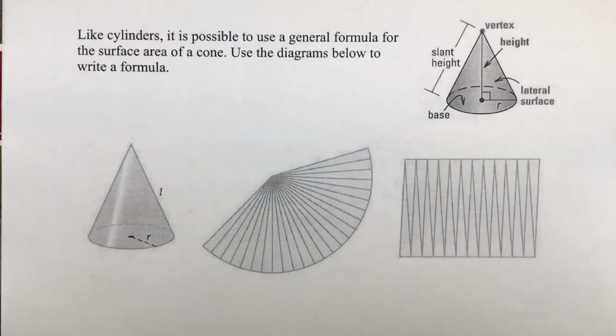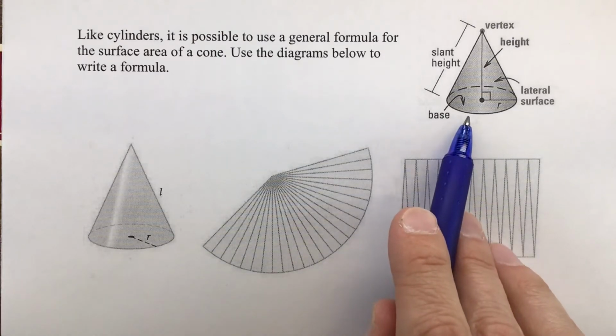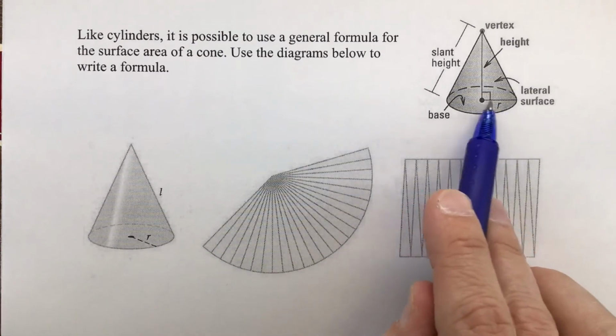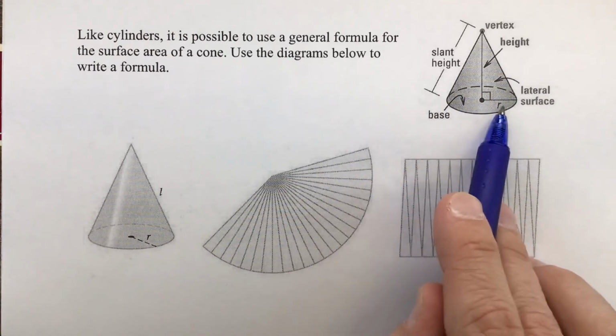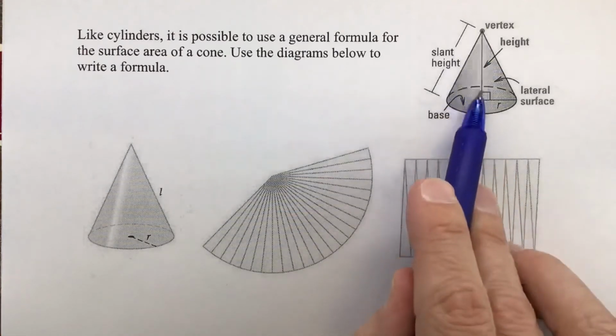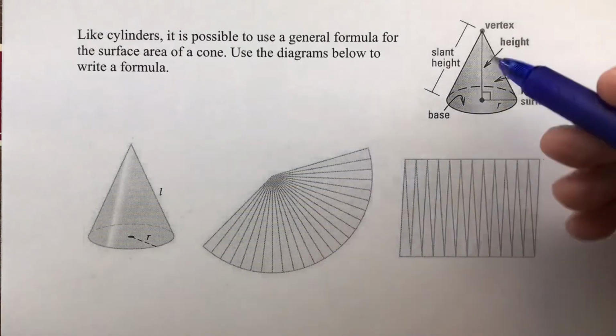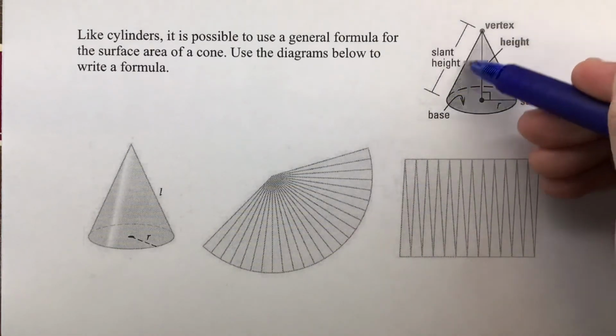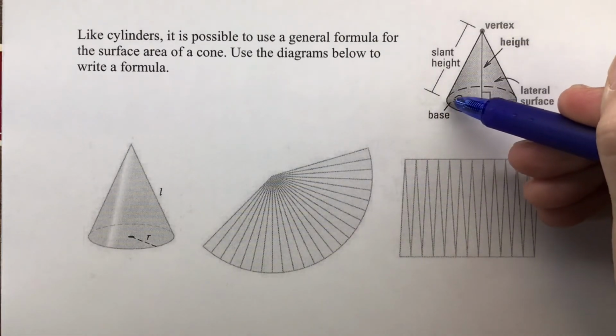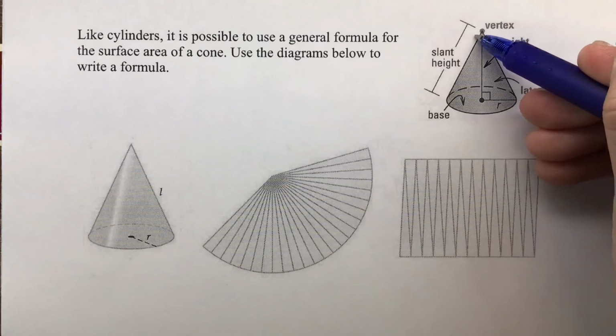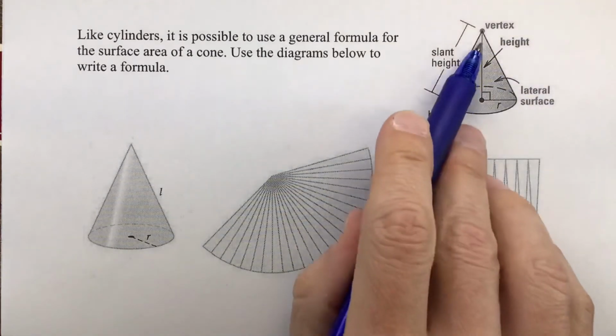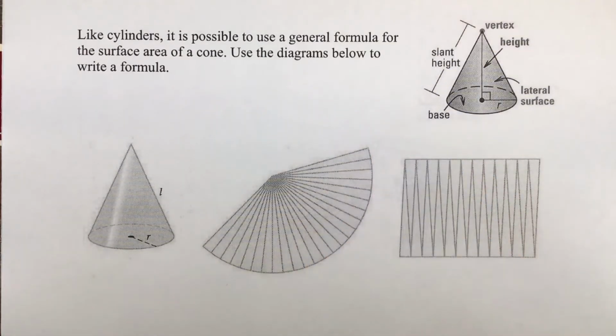For the cone, much like a cylinder, we're going to be able to write a formula for the surface area. Here's a picture of a cone with all the measurements that we might be using. We do have a radius, which would be the radius of the base. We do have the true height of the cone, and we also have the slant height of the cone, which would be measured from the edge of the base up to the vertex. And again, that measurement is going to be greater than the true height, and you can easily prove that using Pythagorean theorem.